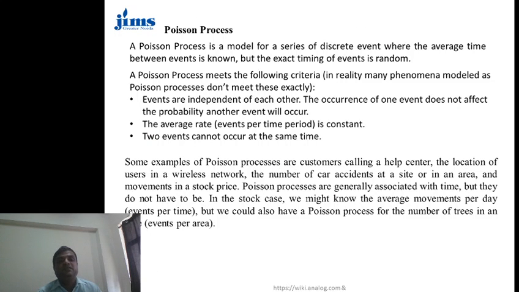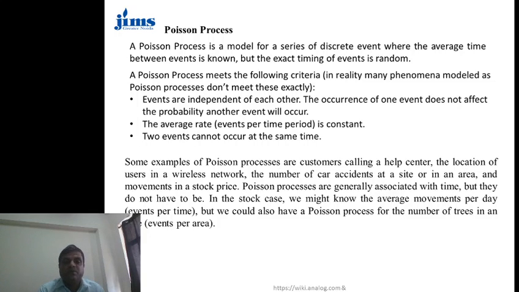Then we move to the Poisson process. A Poisson process is modeled for a series of discrete events where the average time between events is known but the exact timing of each event is random. A Poisson process satisfies the following criteria. First, events are independent of each other, and the occurrence of one event does not affect the probability that another event will occur. Second, the average rate is constant. Third, events cannot occur at the same time. If these three conditions are satisfied, the process is called a Poisson process.